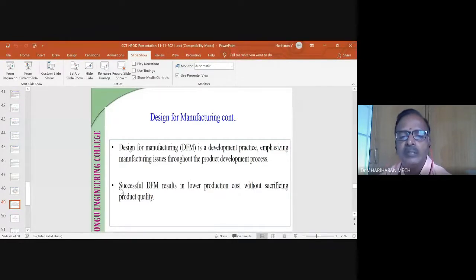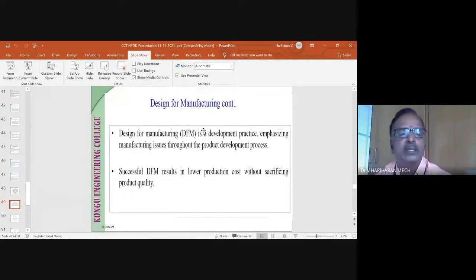Okay, successful manufacturing results in lower production cost without sacrificing the quality of the product. So that is very, very important. So DFM is what I told: whether a new machine is to be purchased for manufacturing, or what tools are required for manufacturing the component. All these things will be analyzed in this.